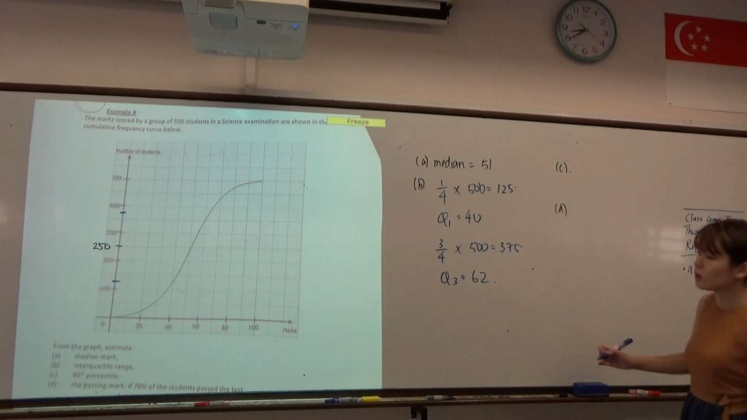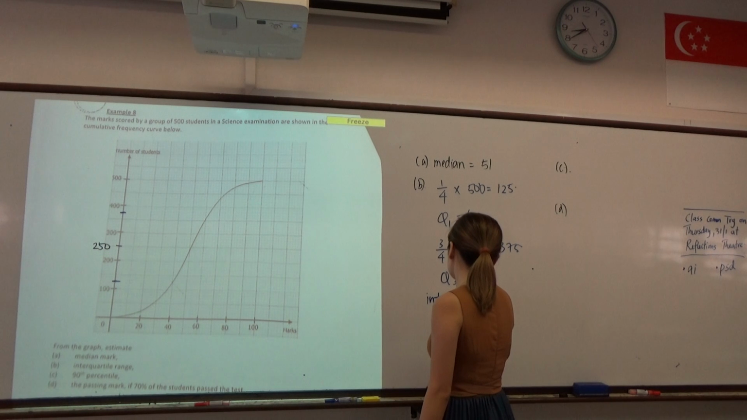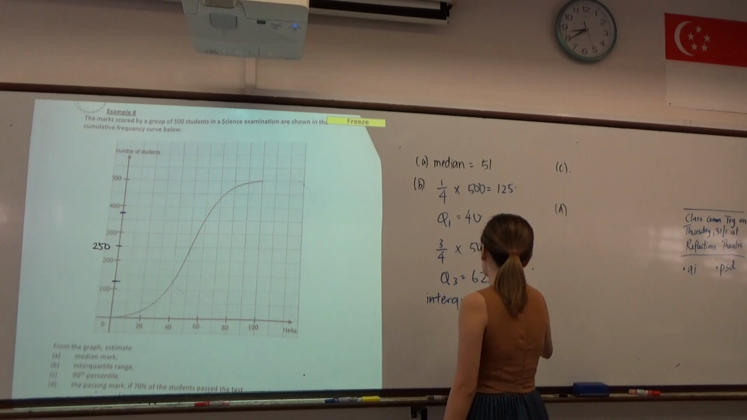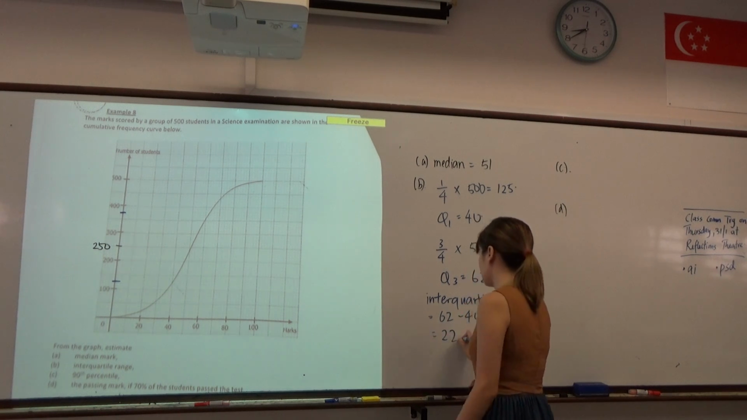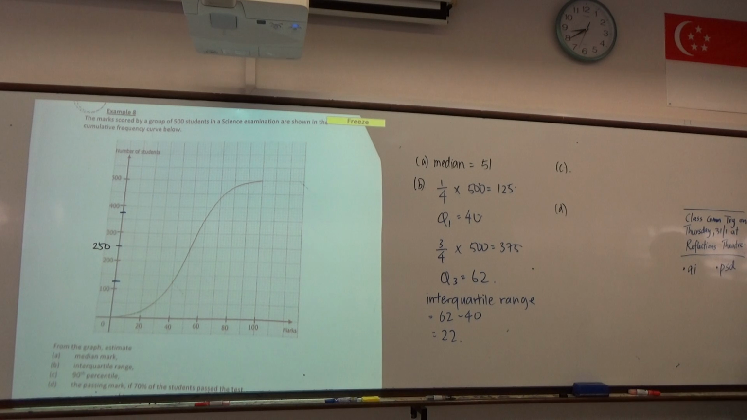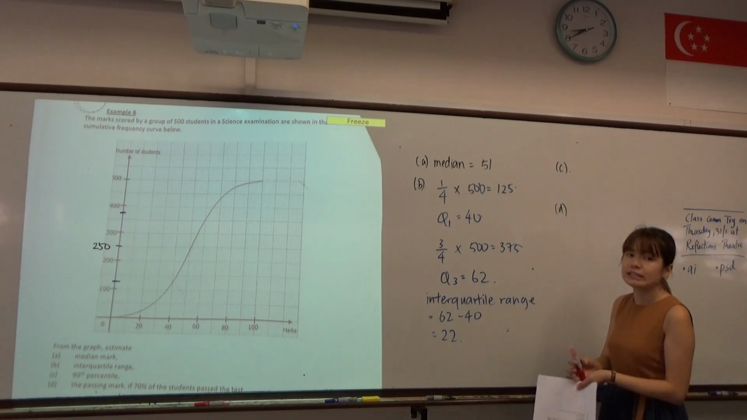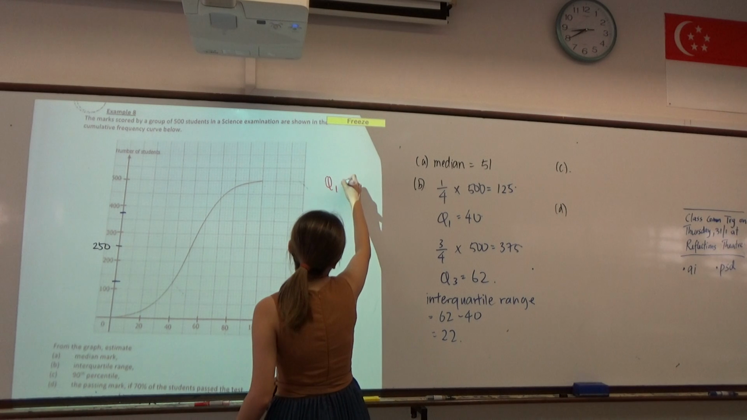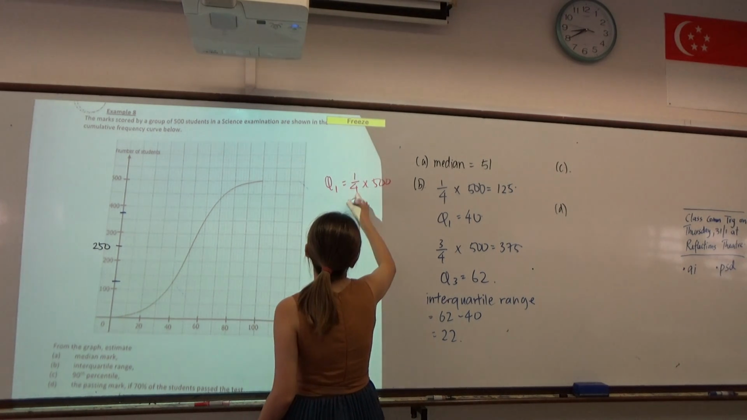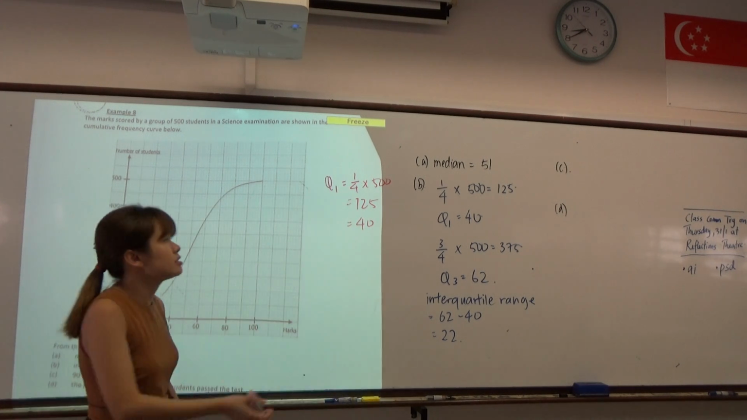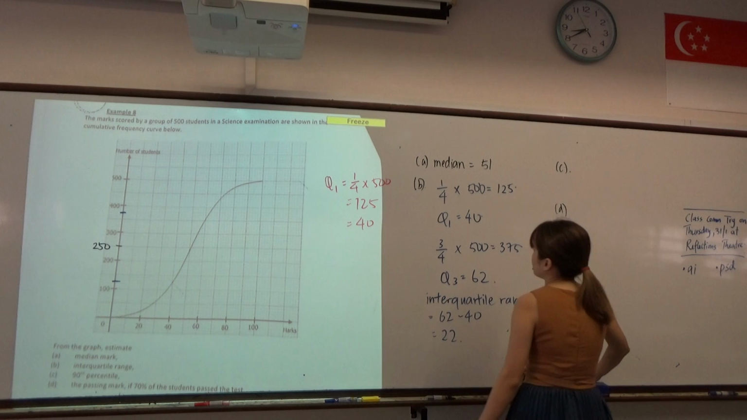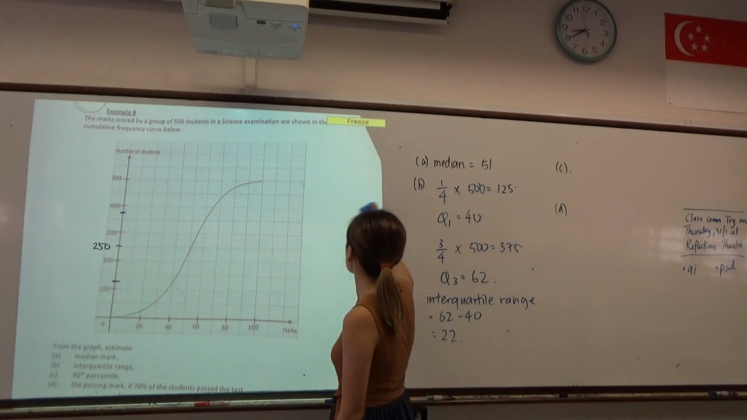So therefore the interquartile range will be 62 minus 40, which is 22. Take note that presentation wise, I did not put in my answer in this manner. Presentation wise, I did not write it like that. So I just do my calculation first, and then after that I write down Q1 equals 40.